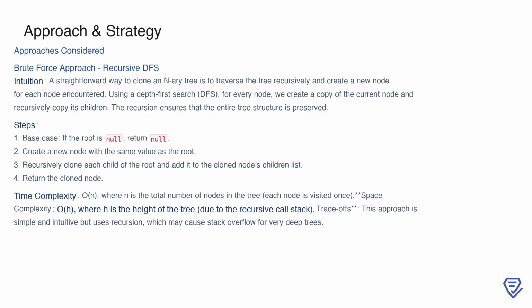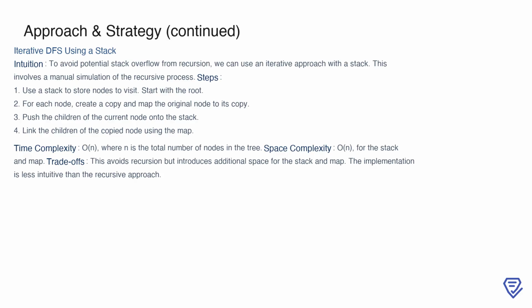Now, to address the potential stack overflow issue in the recursive approach, we can use an iterative DFS method with a stack. This approach manually simulates the recursion process by using a stack to keep track of nodes to visit. We start with the root node on the stack and proceed as follows. For each node, we create a copy of it and store a mapping between the original node and its copy. This mapping is crucial because it allows us to link children to their respective parent nodes later. After copying a node, we push its children onto the stack so they can be processed in subsequent iterations.